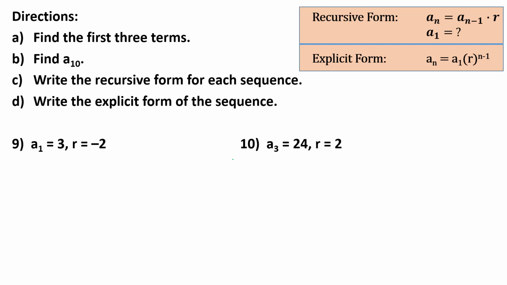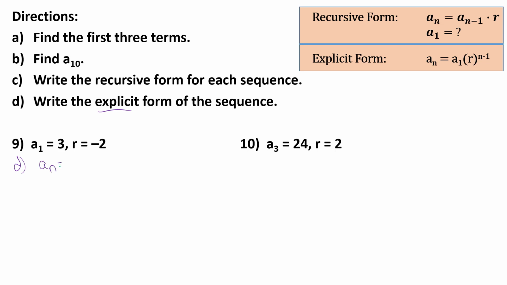All right, directions say find the first three terms, find a sub 10, write the recursive form for each sequence, write the explicit form for each sequence. Now, I'm going to work backwards because I actually like to have the explicit form when I'm finding a sub 10. So I'm going to start with D and get the explicit form formula.